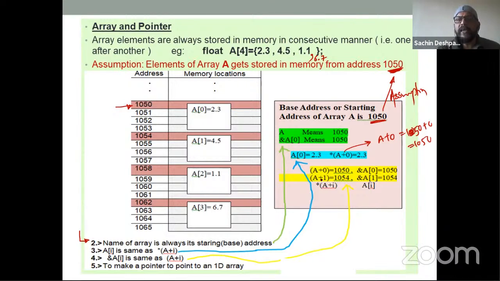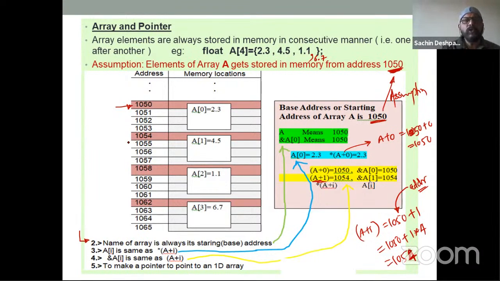Now if I write down what is A of 1, please look at this. A plus 1 is nothing but 1050 plus 1, but the word of caution is 1050 is an address. Address means pointer. Address arithmetic is different from normal arithmetic. And how it goes? This is actually 1050 plus 1 multiplied by 4, because the size of float is 4, and that is the reason what we get is 1054. And what is the value sitting at this address 1054? It is the value of A of 1, which is 4.5.